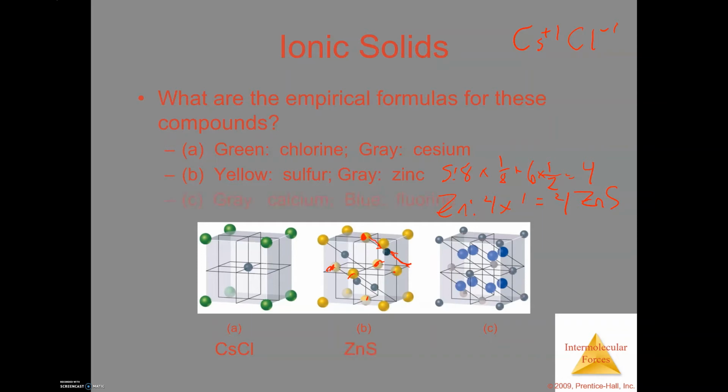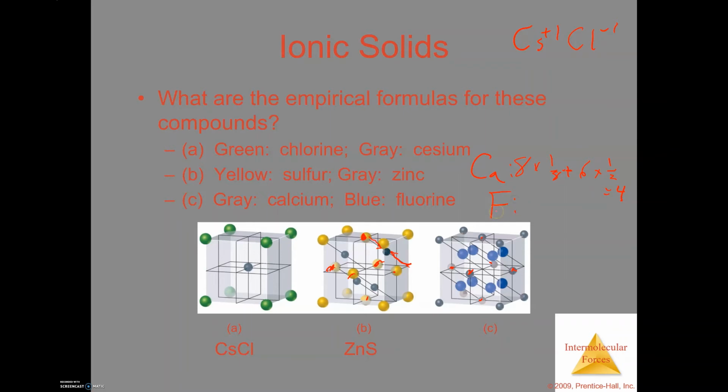The last one, which possesses fluorine and calcium, if we look and we find the calcium, calcium is colored gray, and you see the calcium is found on the corners, 8 corners times 1/8, because there are 8 corners, plus, just like the previous one, you see that it is along the face as well. There's 6 of those times 1/2, and that gives you 4 for the calcium.